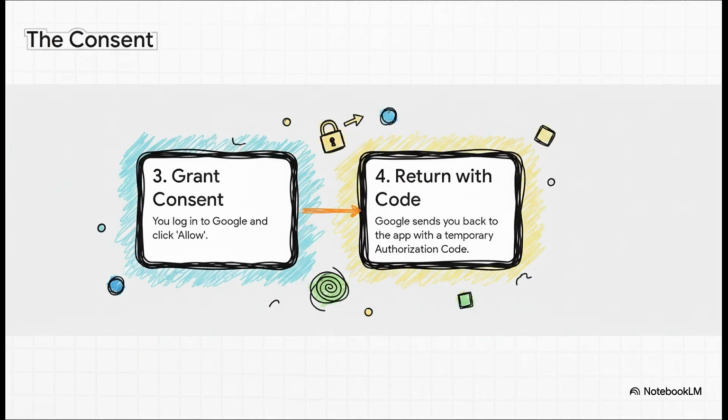So now you're on Google's turf. You log in, you see that little consent screen asking, hey, is it okay if Yelp sees your contacts? You click allow. Then Google immediately sends your browser right back to the Yelp app, but with a special little gift in the URL, that temporary, one-time use authorization code.